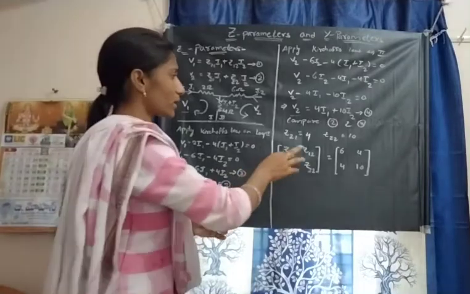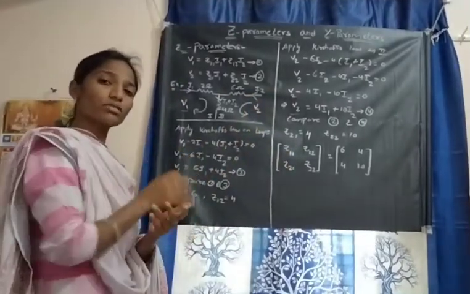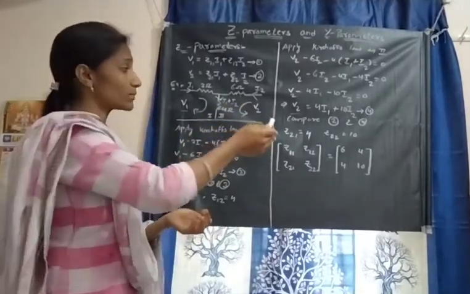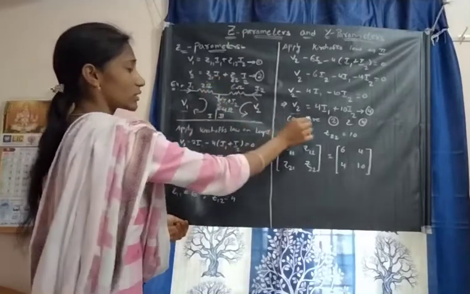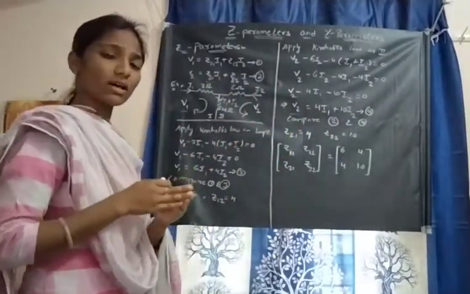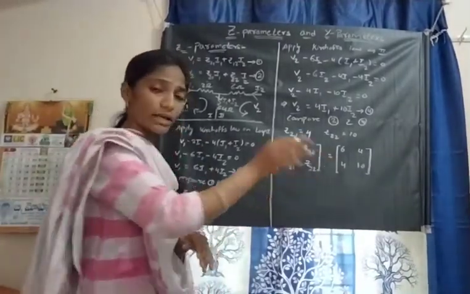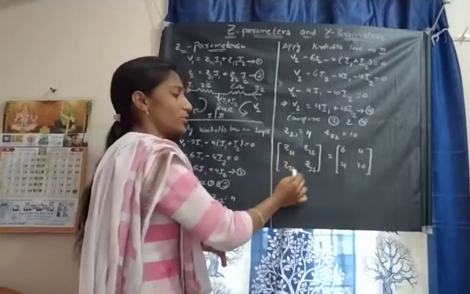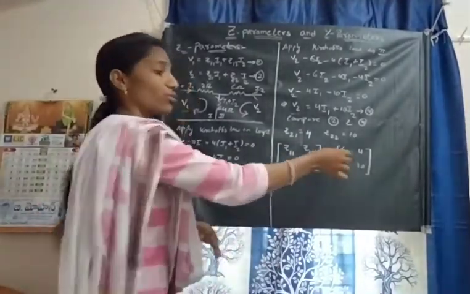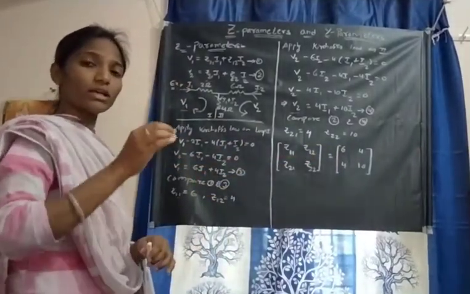So by comparing equations 2 and 4, just as in the previous step we compared equations 1 and 3, we get Z21 equal to 4 and Z22 equal to 10. So there are 4 parameters in the Z parameters. If we write them in matrix form, Z11, Z12 and Z21, Z22, the final result is 6, 4 and 4, 10. This is the method of calculating Z parameters for any kind of circuit.